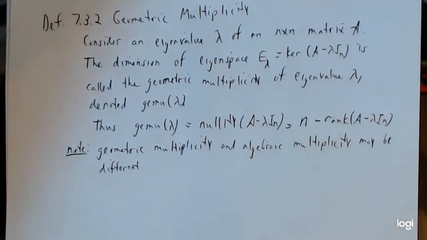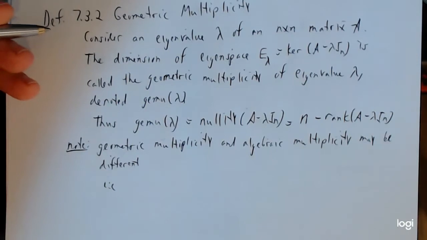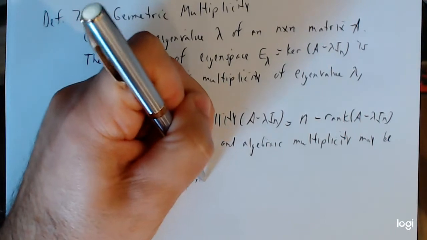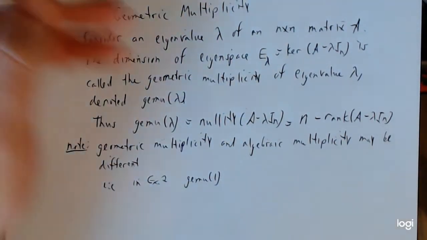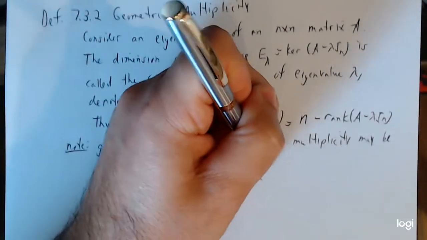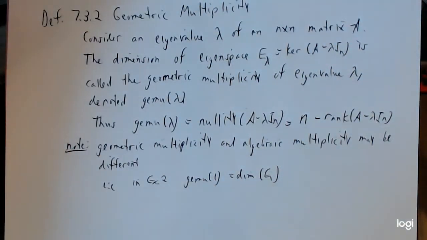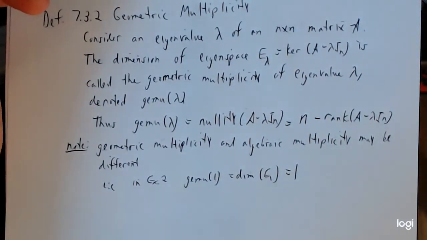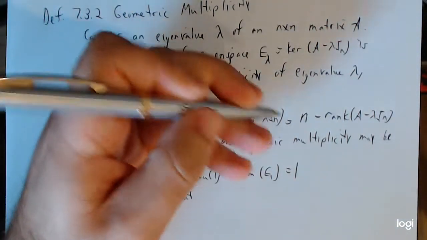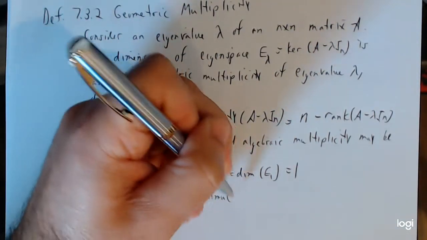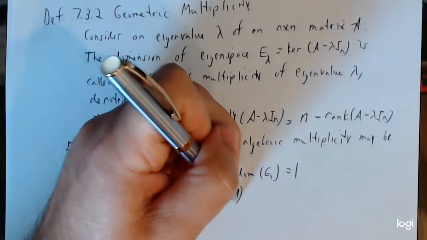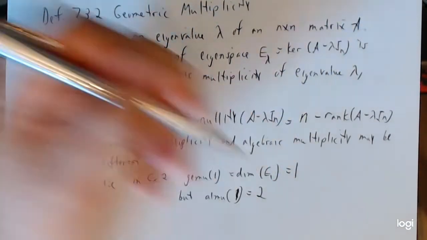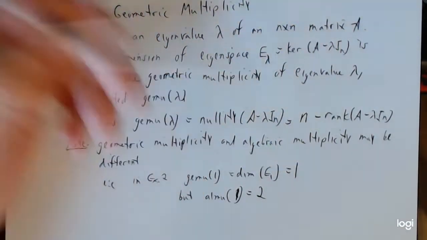So a perfect example would be the second example that we just did. For example, in example 2, what was it that we noticed? The geometric multiplicity for the eigenvalue 1 is the dimension of the eigenspace for the eigenvalue of 1, which was what? We came up with only one vector. But if you think about it, when we found the algebraic multiplicity of 1, we noticed that we had a repeating root of an eigenvalue of 1. So our algebraic multiplicity was 2. So clearly we could see that they're not the same.